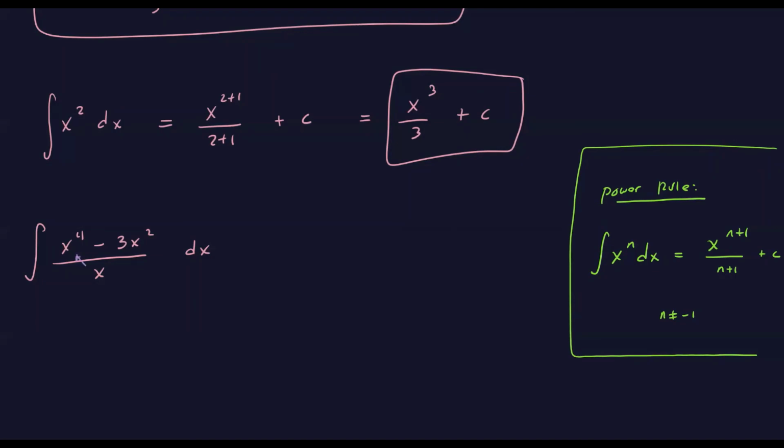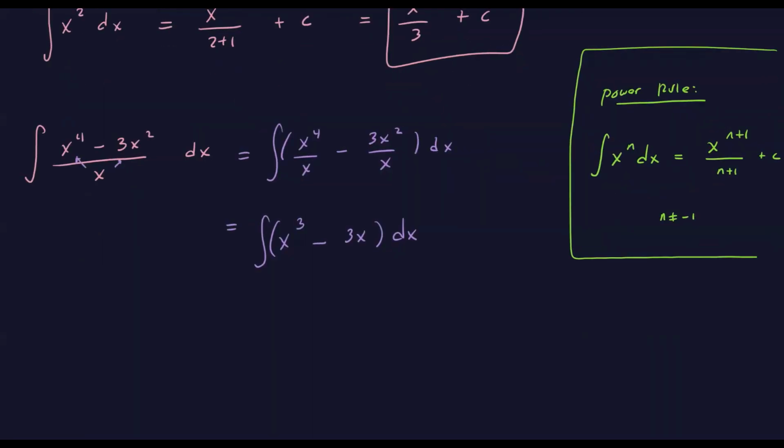I want to split this up. So each of these terms on the numerator can be divided by x. So this is the integral of x to the 4th over x minus 3x squared over x dx. And you simplify. So you have the integral of x to the 4 over x, that's just x cubed, 3x squared over x, that's 3x, times dx.